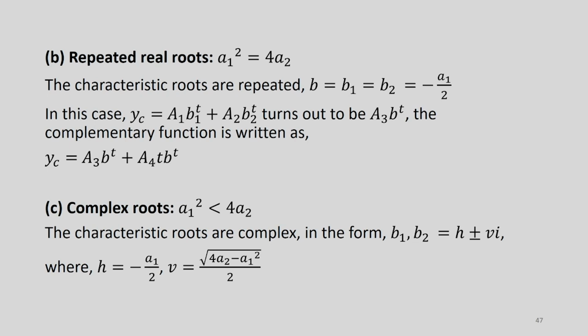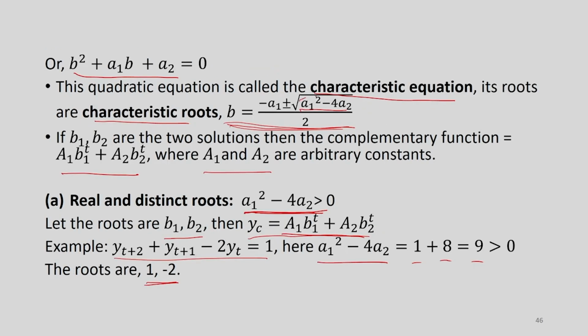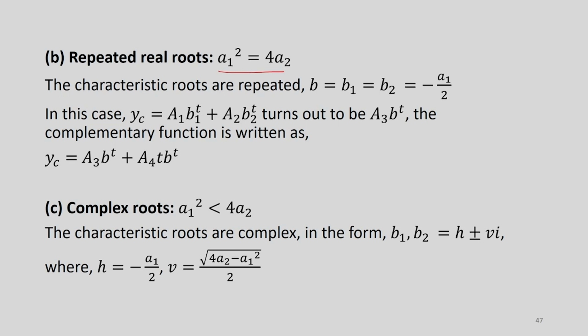The second case is a case where there are repeated real roots. In this case, a1 square is equal to 4a2. So, basically we are talking about this part becoming 0. In this case, there will be no distinct roots, there will be a single root, and that is why we are calling it repeated real roots. And what are these two roots? Actually, they are the same root. It is equal to minus a1 divided by 2, and this root is repeated twice.